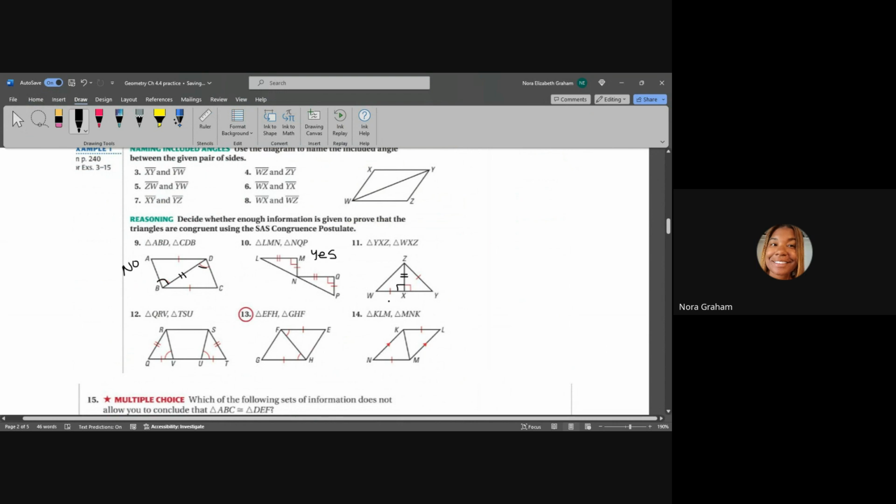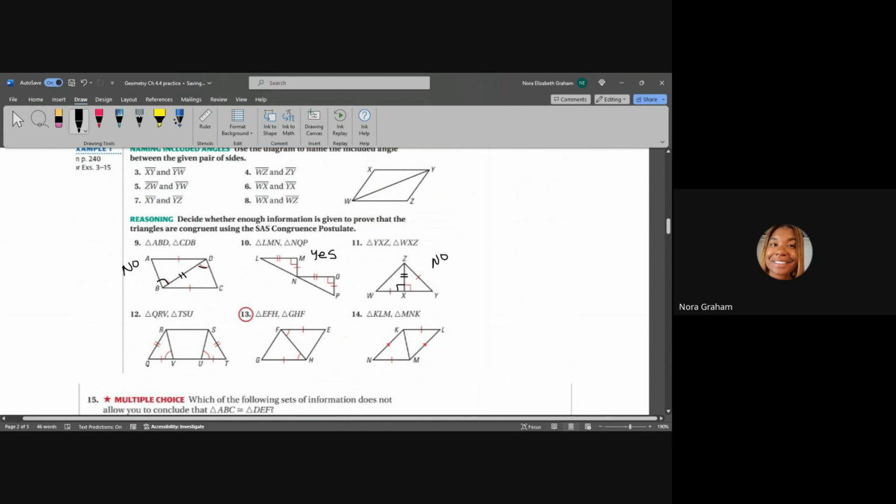But what's throwing me off is this WX and ZY are congruent. XY and WX are not congruent. That's not given. So I can't conclude anything. I cannot use side, angle, side. Okay. So this one's no. Because that other side is not next to it and corresponding with that. Right. So let's look at 12.